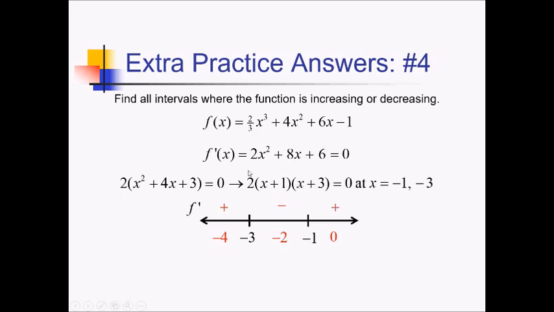Since f prime is positive in the first and third intervals, that means that f is increasing from -infinity to -3, and from -1 to positive infinity. And since f prime is negative in the middle here, that means f is decreasing from -3 to -1.